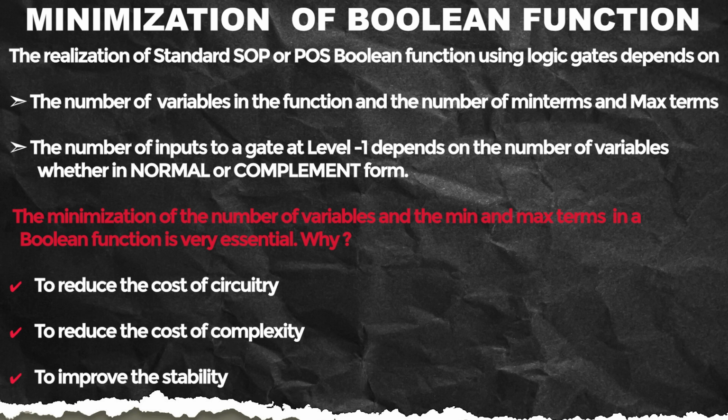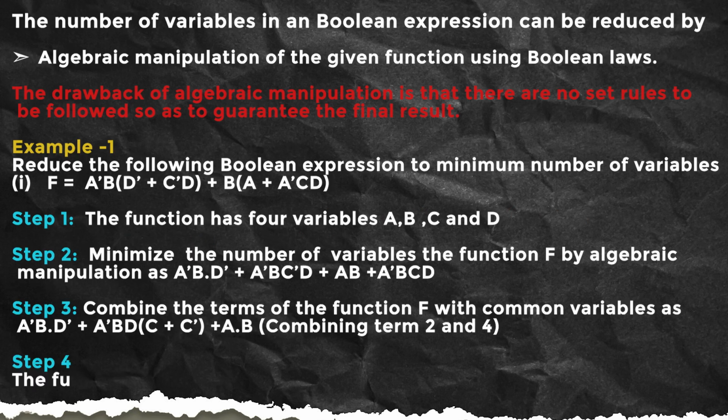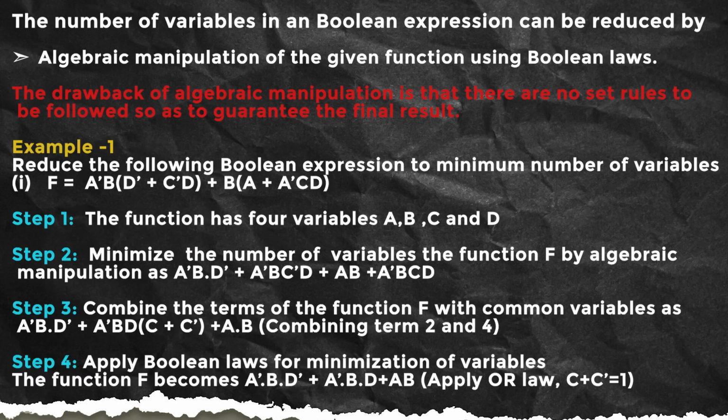And when you have a lesser number of gates, the power dissipation also gets reduced, the footprint also gets reduced, that means the size also reduces, and the stability of the overall circuit also improves. The number of variables in a Boolean expression can be reduced by, what are the two methods? Algebraic manipulation of the given function using Boolean laws, or how can we reduce a Boolean expression?